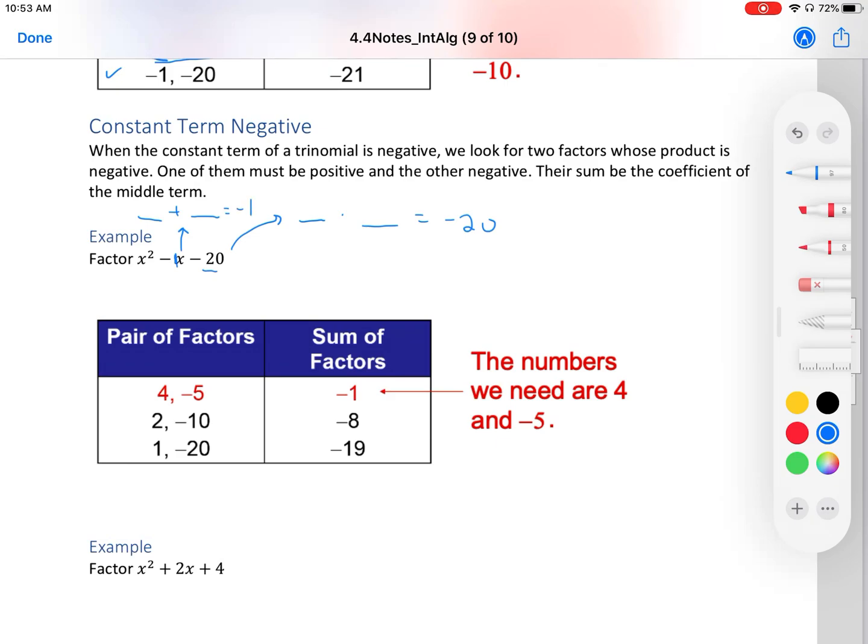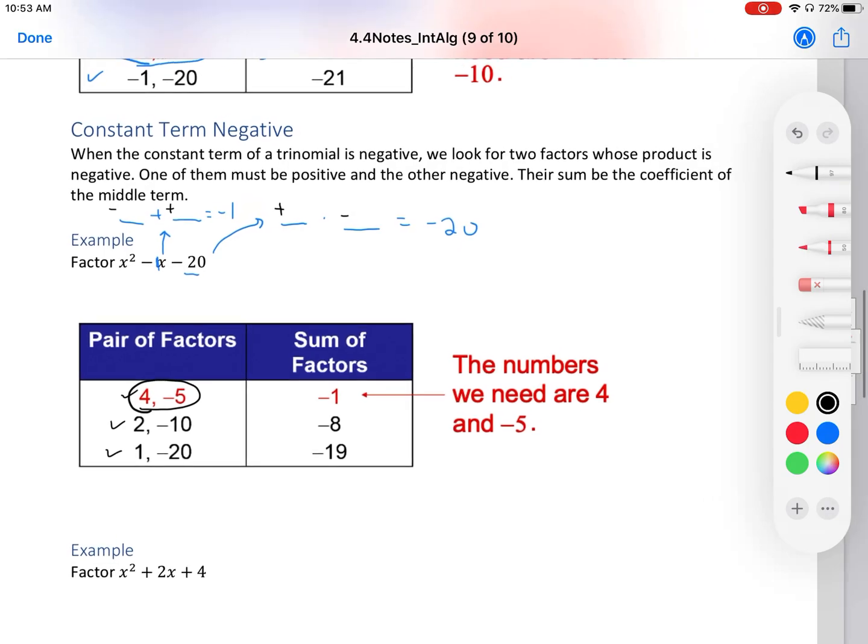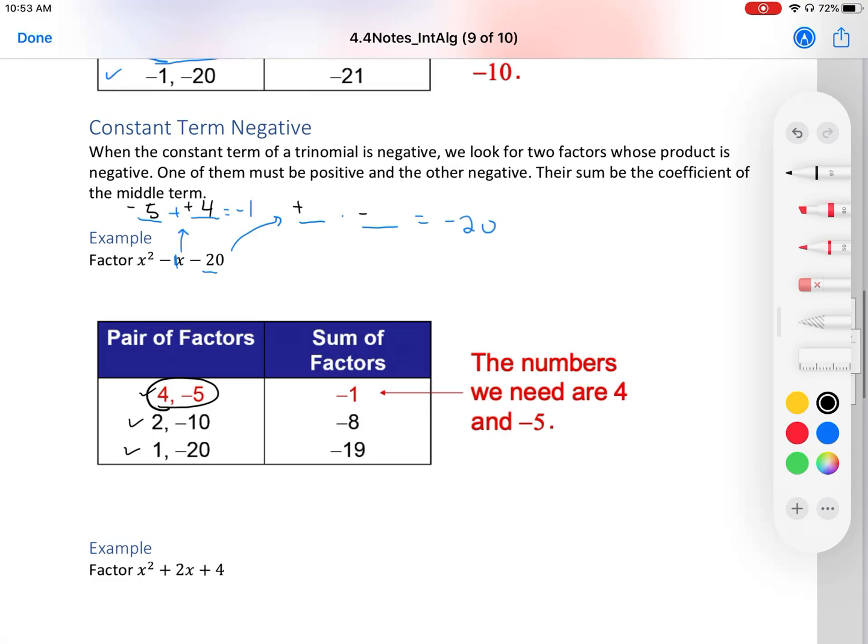All right, if I'm multiplying to get a negative, I need one of them to be a positive and the other to be a negative, because a positive times a negative is a negative. And if I'm adding them, if I want it to be negative, then my negative better be bigger, because that will save that negative sign. So we can get 20 from 4 times 5, 2 times 10, and 1 times 20. We want the bigger one to be negative. So let's add them. 4 plus negative 5 gives me negative 1. Okay, we have our winner, 4 and 5. So we want negative 5 and 4.